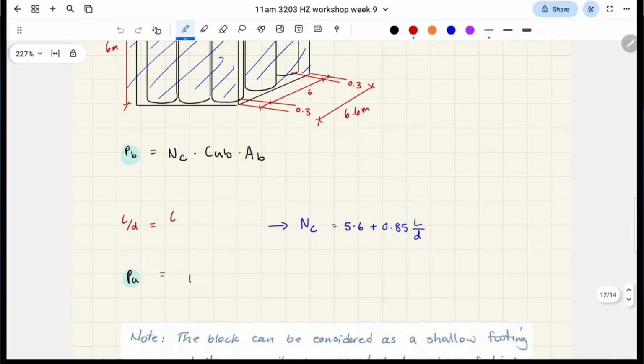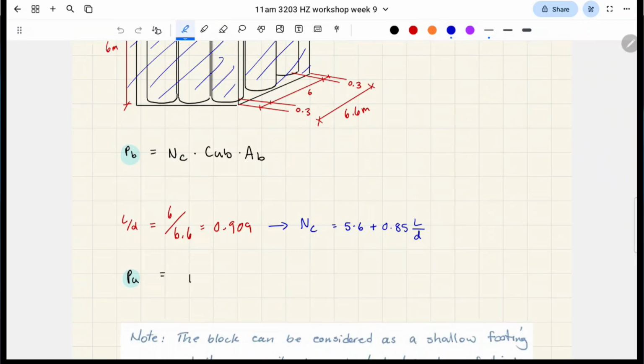So the length is going to stay as 6, so that's the length into the ground, over our diameter, which is now our side length, right? That's 6 over 6.6, giving us 0.909, okay? 0.909 is a lot lower than our threshold, which I believe was 4, right?